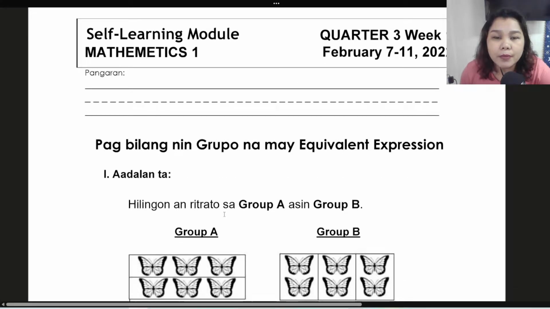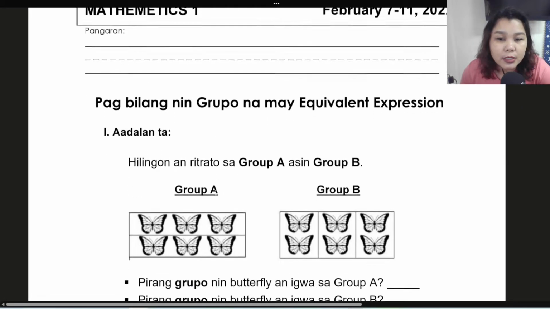Okay, ang pamagat ng module na ito ay pagbilang nin grupo na may equivalent expression. So ito ay parang transition, so that when multiplication is introduced in grade 2, makokonekta na siya na there is somehow similarity with addition. When it is repeated, pwede siyang maging multiplication. Okay, but for now, let's have this one.